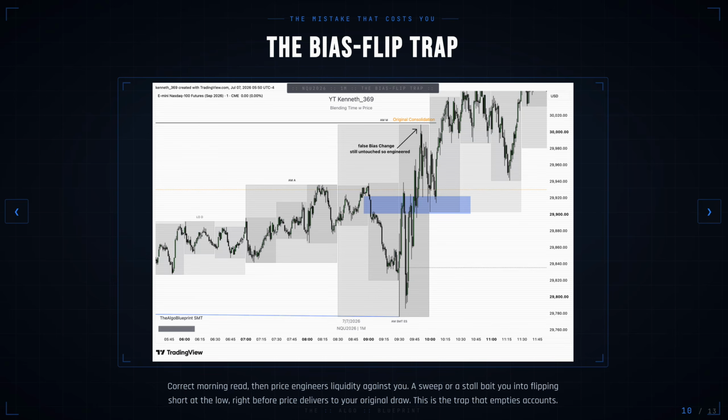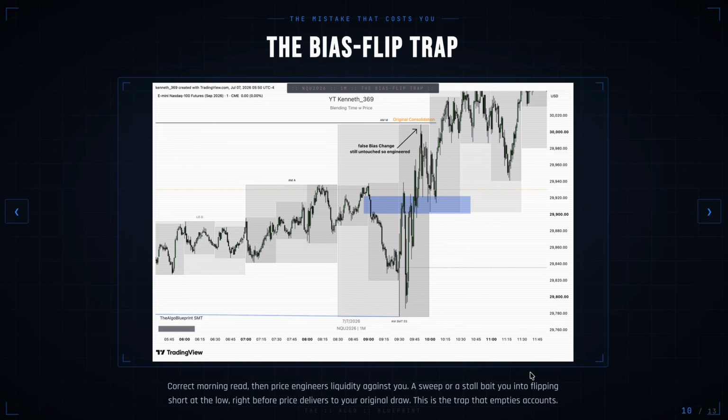So where is it most likely to retrace towards? This inversion, because this breaker is also inside, so it's a unicorn model, so then this price range is balanced. Correct morning reads, then price engineers liquidity against you. A sweep or stall baits you into flipping short at the low, right before price delivers to your original draw. This is the trap that empties accounts.